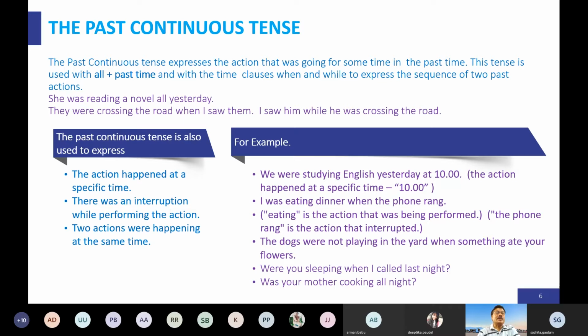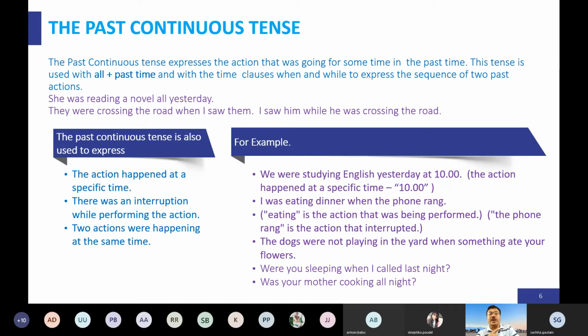Next one. They were crossing the road when I saw them. Look, there is sequence. "When" is used here. When I saw them, that is a past time. At that time, what were they doing? They were crossing the road. I saw him while he was crossing the road. So, "I saw him", same thing. I saw him while he was crossing the road.